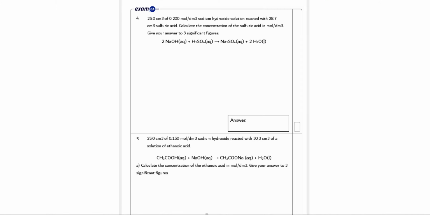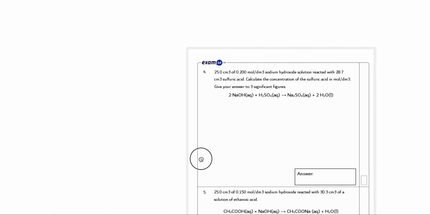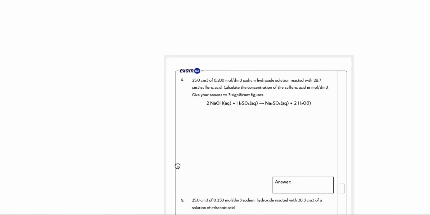Okay, moving on to question 4. Question 4, so again, try the question: 25 centimeters cubed of 0.2 moles per decimeter cubed of sodium hydroxide solution reacts with 28.7 centimeters cubed of sulfuric acid. Calculate the concentration of sulfuric acid in moles per decimeter cubed. So pause the video, try the question, and then we'll see the answer.